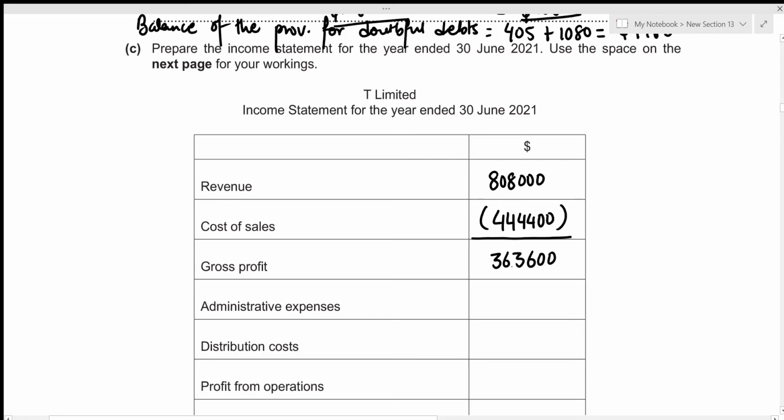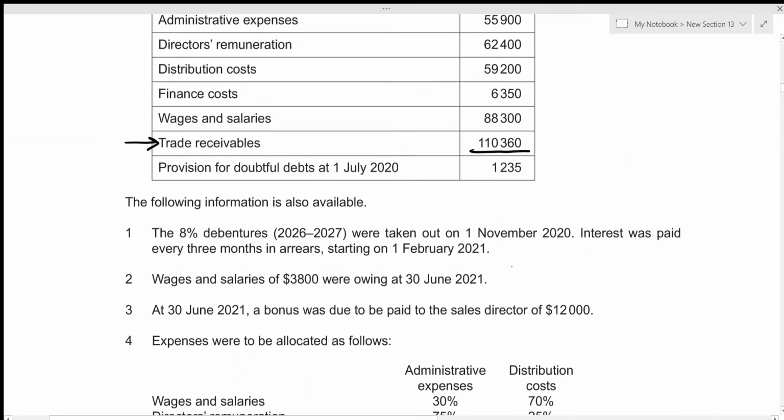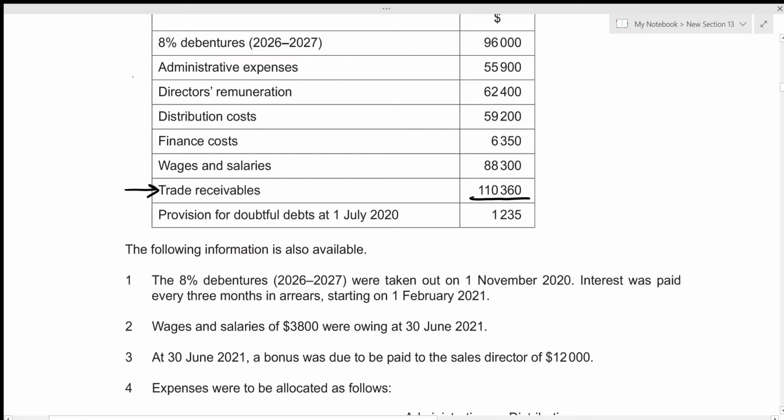Alright, now we need to figure out the administrative expenses. In order to do so, we'll have a look at the above information and figure out the items that we need to record under that particular heading. So the first one is the balance given in the table for administrative expenses. Okay, this is the one. Then debentures, that's not going to fall under administrative expenses. This is actually interest paid on debentures, which we need to record in our finance costs.